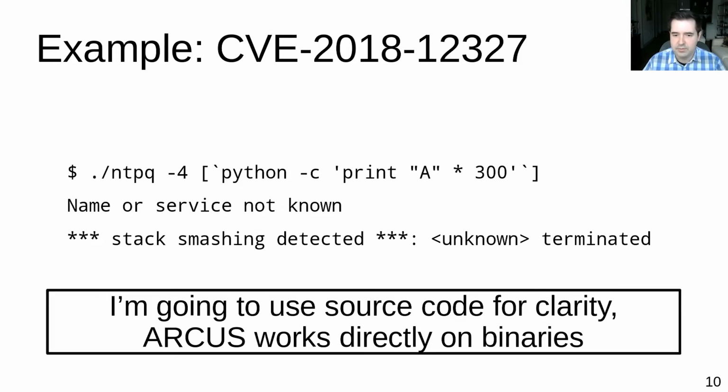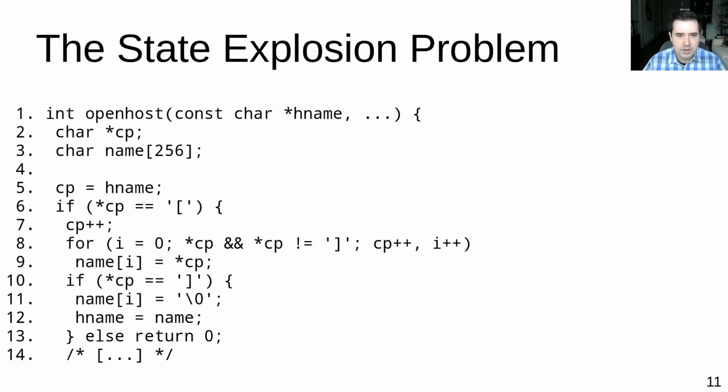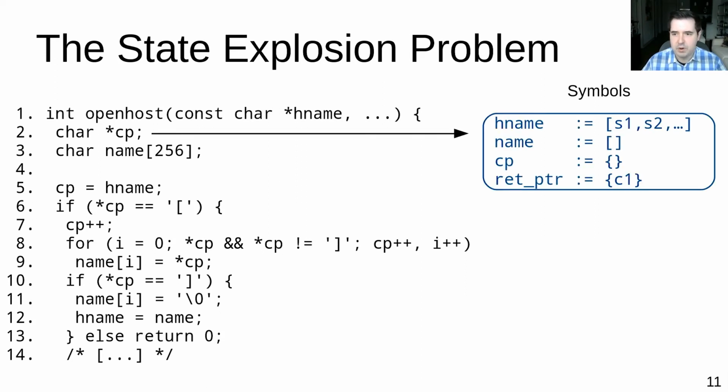As a side note, for this example, I'm going to walk through the source code for clarity, but the real analysis that ARCUS does is directly on binaries without relying on source code or debug symbols. The reason I picked this example is because we can understand it based on a single function, shown here. If we wanted to naively do a symbolic analysis on this to find the bug, we would start by symbolizing the inputs, namely this hname buffer, and initializing our local variables like so.